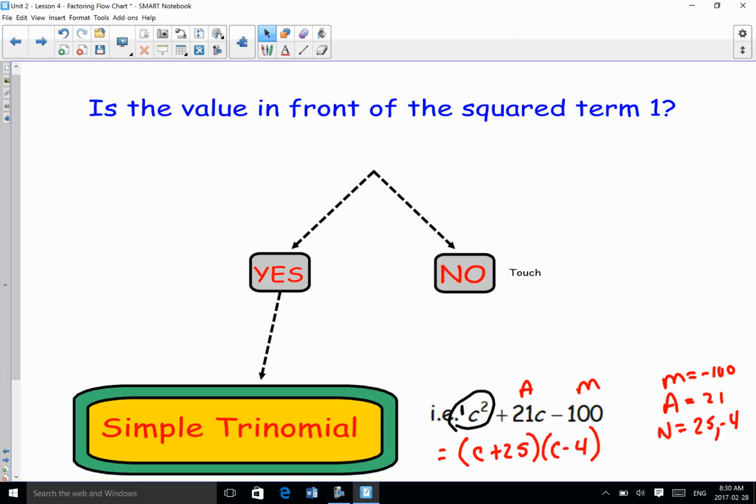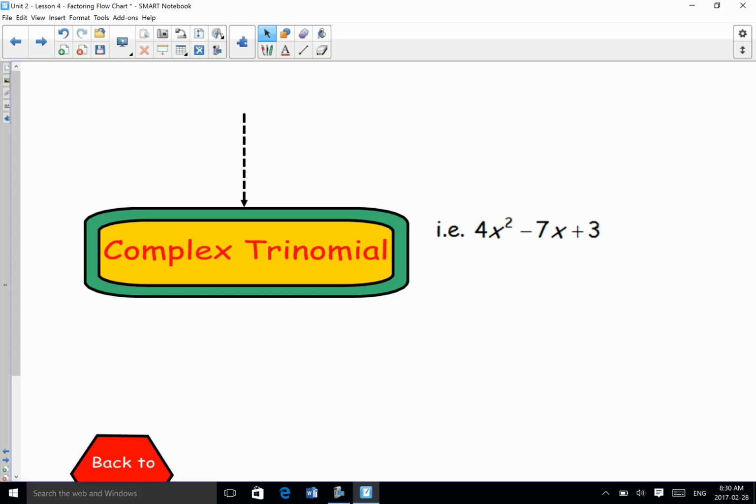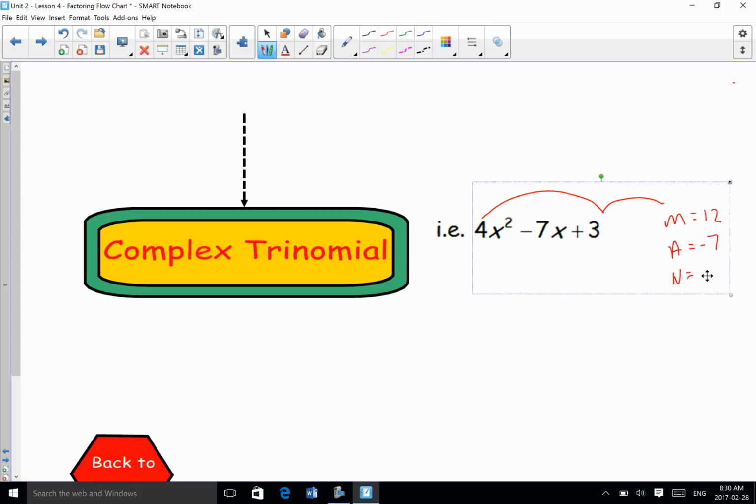Unfortunately, they're not all simple. If the number at the front is not 1, that's your other option, well then you have a complex trinomial. The way we've approached the complex trinomials is we use the decomposition method, so man plus. So this times this gives us 12. I want numbers that add to that middle term and multiply to 12 and negative 7. Numbers that do that are negative 3 and negative 4. And the order is not important that you put them in, but make sure when you replace the middle term, you put x's on them.